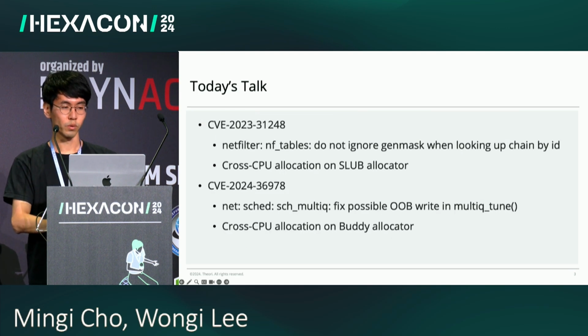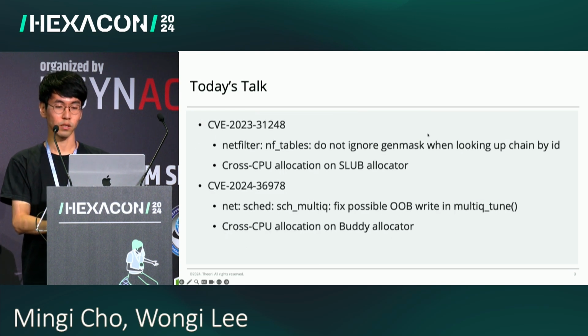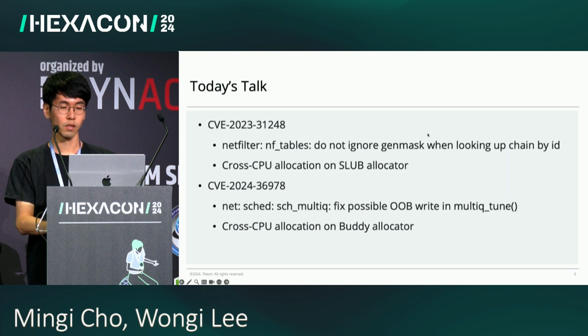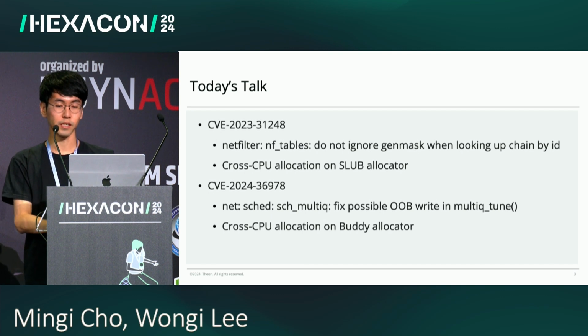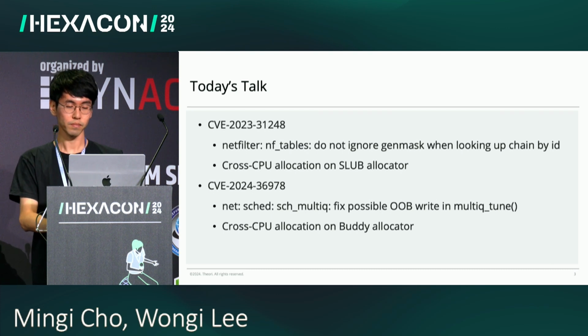Today, we're going to talk about two Linux kernel exploits along with cross-CPU allocation. The first one is the bug found in nf_tables, and the second one is the bug found in the traffic control subsystem. These two vulnerabilities are exploited using cross-CPU allocation on both the slab allocator and buddy allocator. We exploited these at Pwn2Own 2023 and kernelCTF.